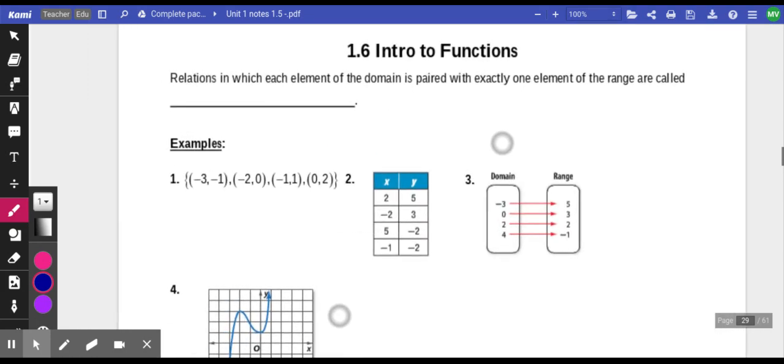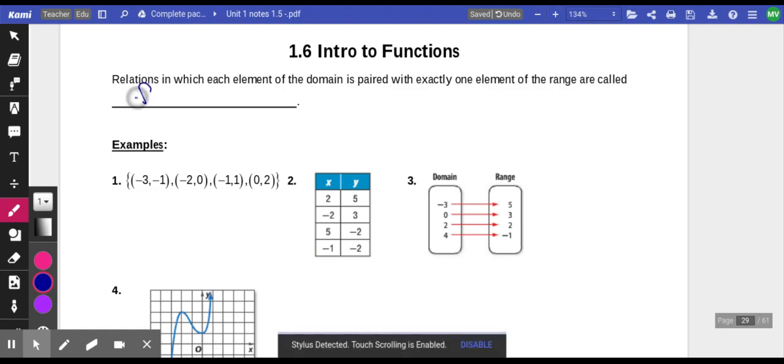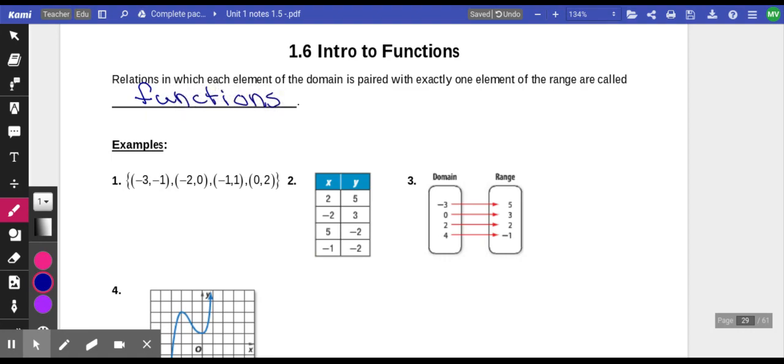So first we're going to define that. Relations in which each element of a domain is paired with exactly one element of the range are called functions. So now we're going to do some examples and identify if they're a function.